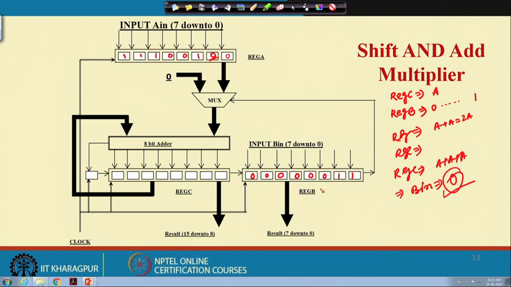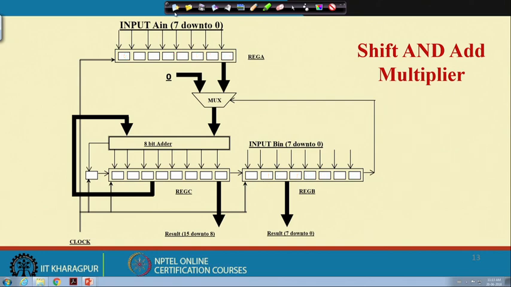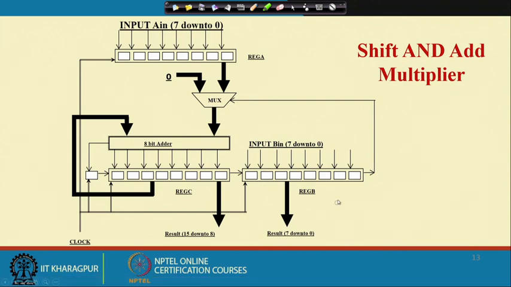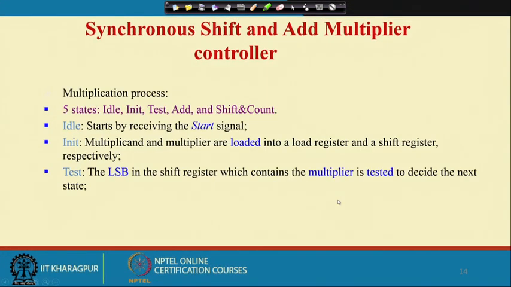Okay. It will be better if you choose your own particular numbers over here, and then you try to calculate the corresponding multiplication operation. Okay.